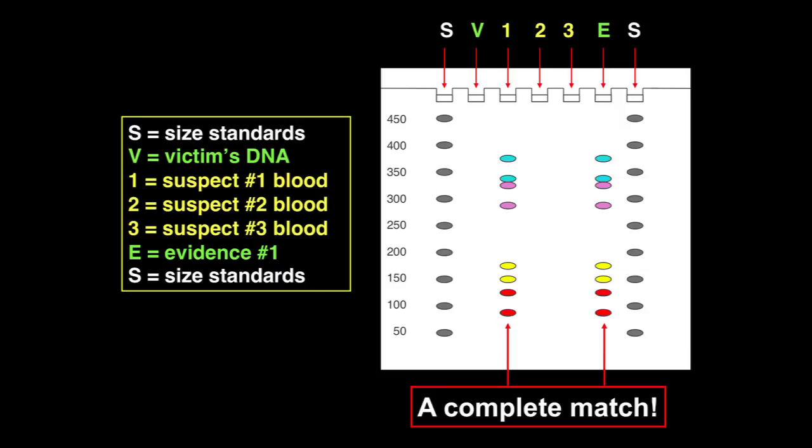And the victim's DNA compares with the evidence from the 3 suspects, and you can see a complete match then between the evidentiary sample and that of suspect number 1.